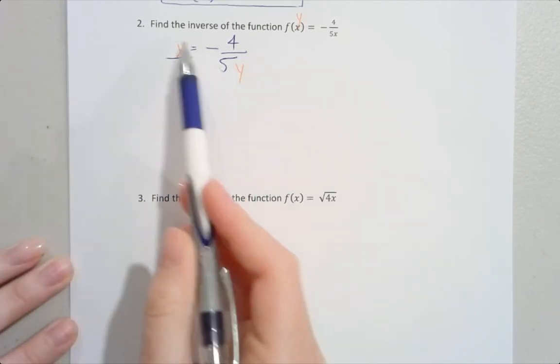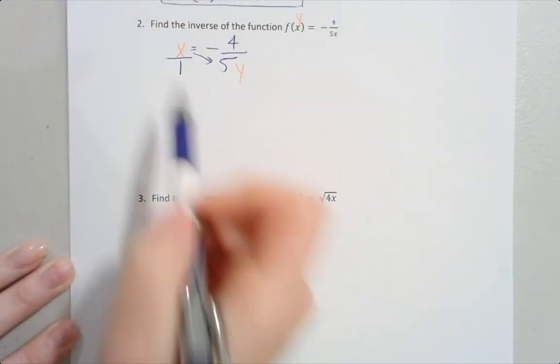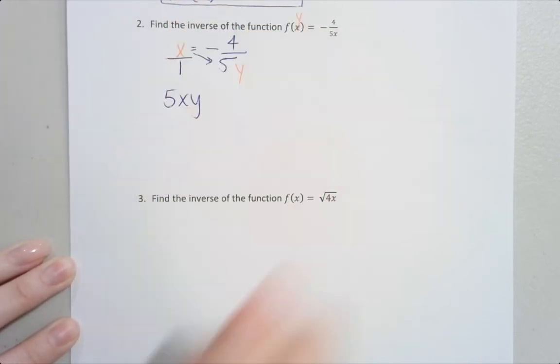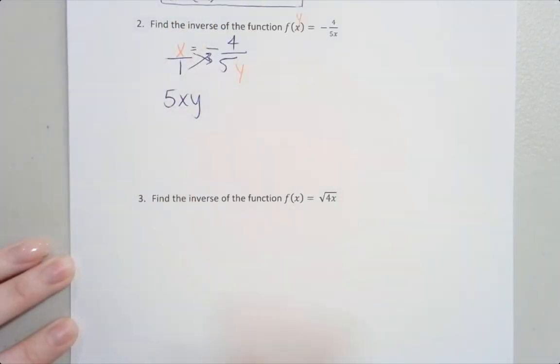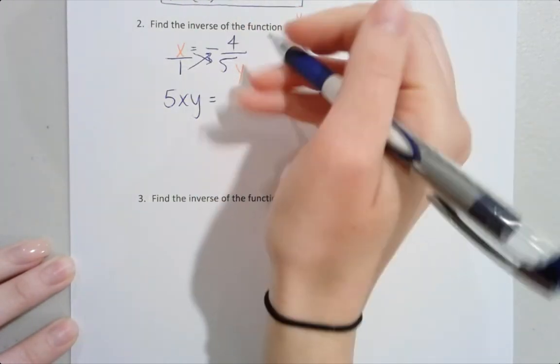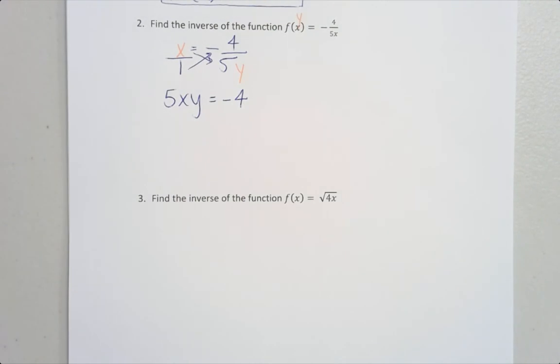And now how do you solve a proportion? You cross multiply. So we're going to cross multiply here, x times 5y, and I'm just going to put our coefficient out front and my variable second, so 5xy. 1 times -4, I'm just going to assign the negative to the 4. You can certainly assign it to the denominator. It doesn't matter. Just don't assign it to everybody. Okay. So we've got 1 times -4 is -4.